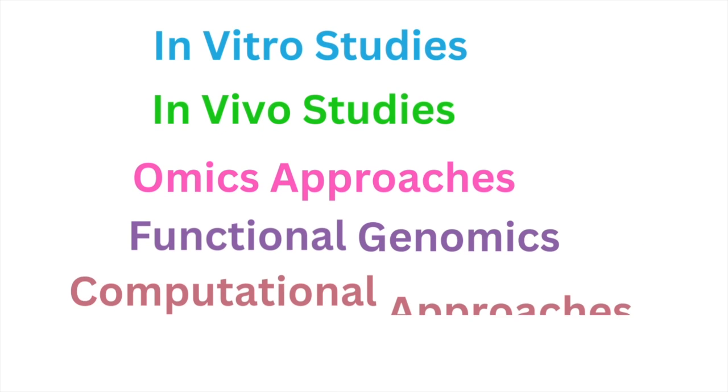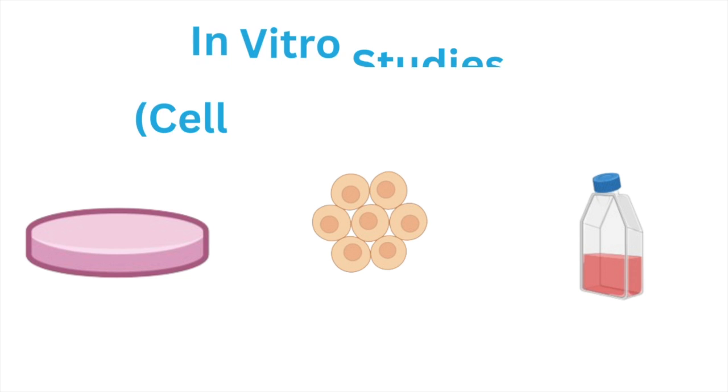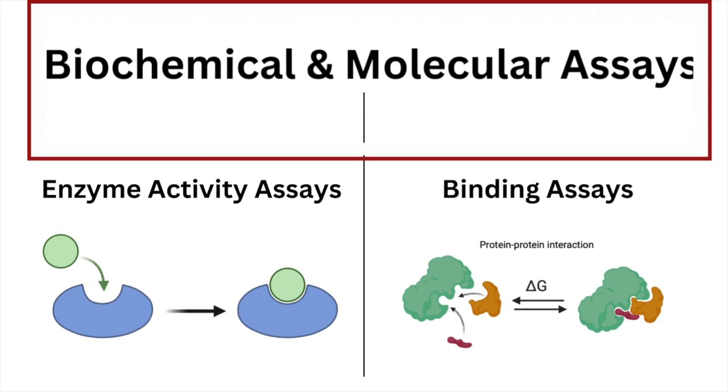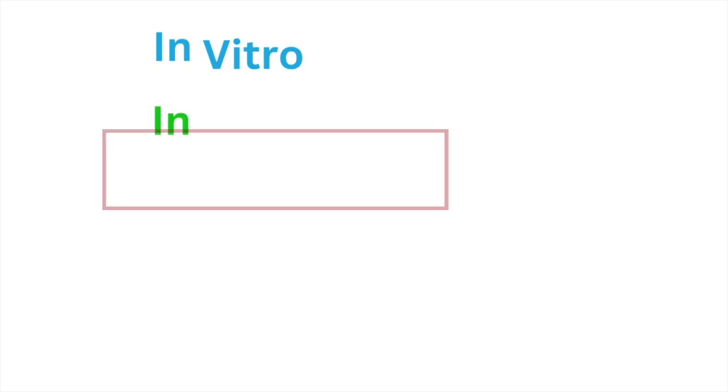So each of these strategies provides different types of information, and often multiple approaches are combined to comprehensively validate and understand the functional impact of mutations identified through genomic sequencing.